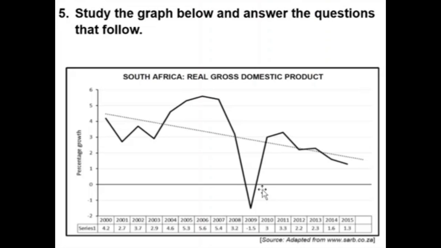So let's go to 2009. And they are very kind. They are printing it there. It is -1.5%. So we had a decline, negative growth.